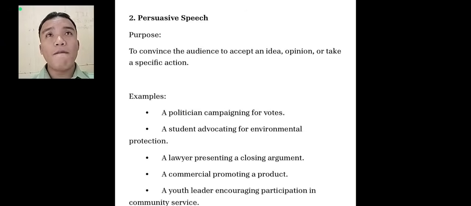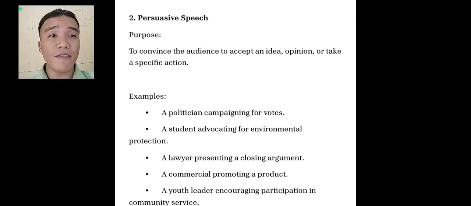So, for example, in the near future, we will be conducting our SSLG and ACES election. What the candidates will do is they will go to each room and then try to convince the student body, try to convince you to vote for them. That is an example of persuasive speech. You are convincing the audience, you are persuading the audience, okay?